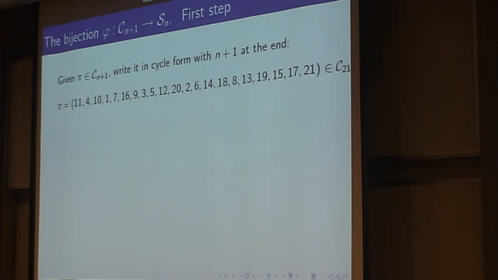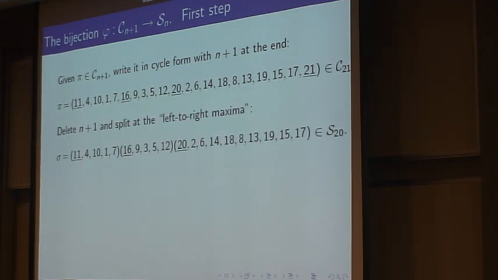So we start with this n+1 cycle, and we write it so that n+1 is at the end, like in this case. Now the first thing I'm going to do is look at the "left to right maxima" of this sequence. It's in quotes because these are not really the left to right maxima of pi, but the left to right maxima of this cycle notation of pi. And then in each one of these places, I'm going to insert parentheses, except for the last one, so I want this to have length 20 instead of 21, so I'm actually going to remove the n+1.